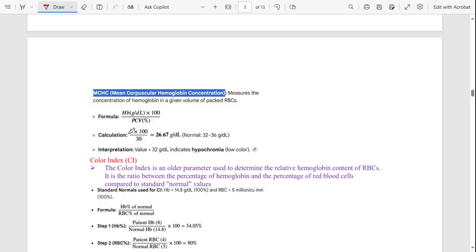Okay. Now, MCHC, because it's also talking about hemoglobin, it also talks about the color. Because the 26 is less than 32, that's also going to be hypochromia. Like the color is going to be low. So this is again confirming that this is hypochromic, microcytic hypochromic.